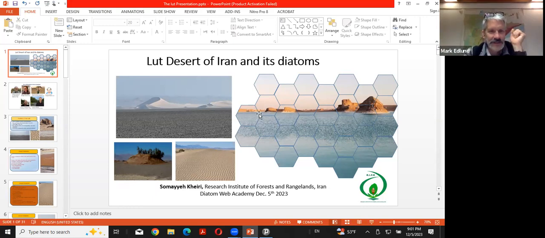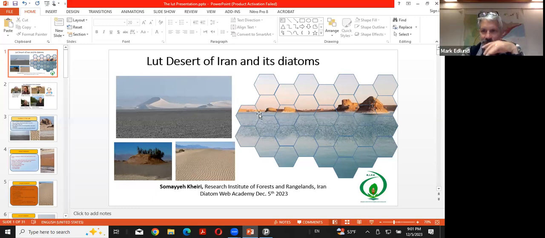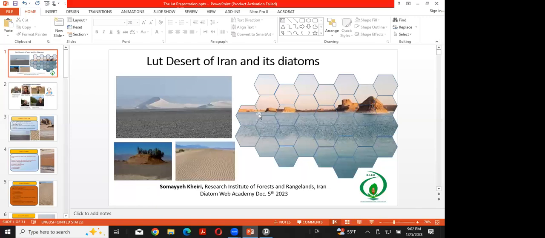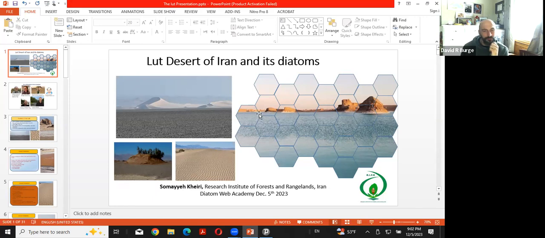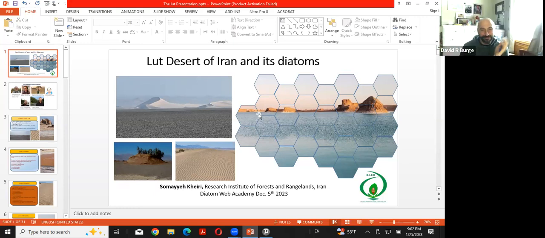It's interesting to think that there would even be a food web associated with these incredibly harsh conditions in the water. So thank you, Somayyeh. Thank you. Just following up, I'm wondering with the periodicity of weather events, how many of these invertebrates and diatoms have resting stages to cope with the fluctuations, like, oh, it rained for the first time in 10 years, we can live.